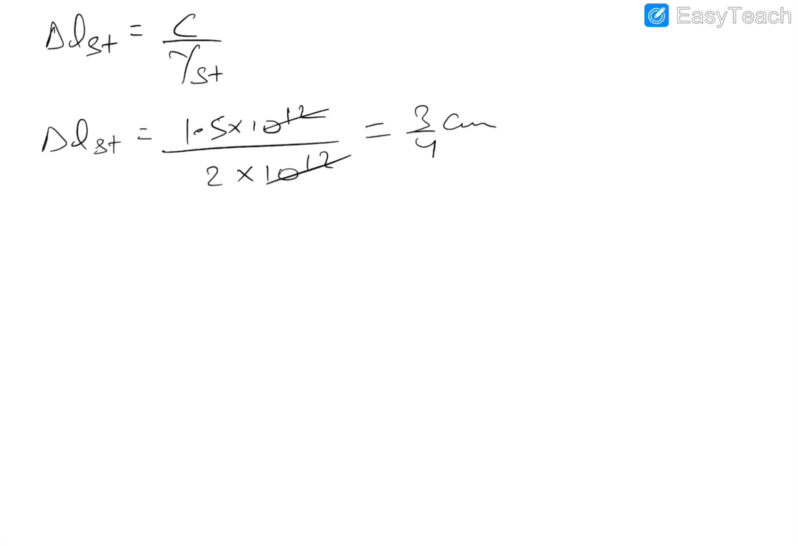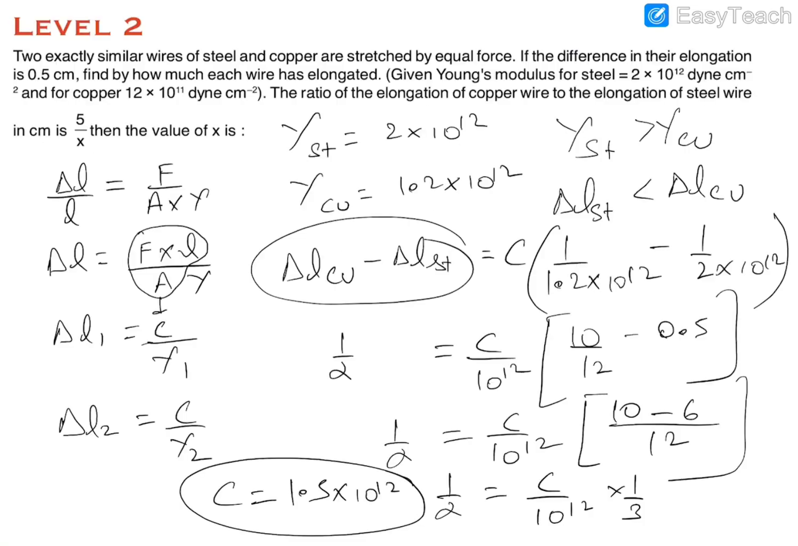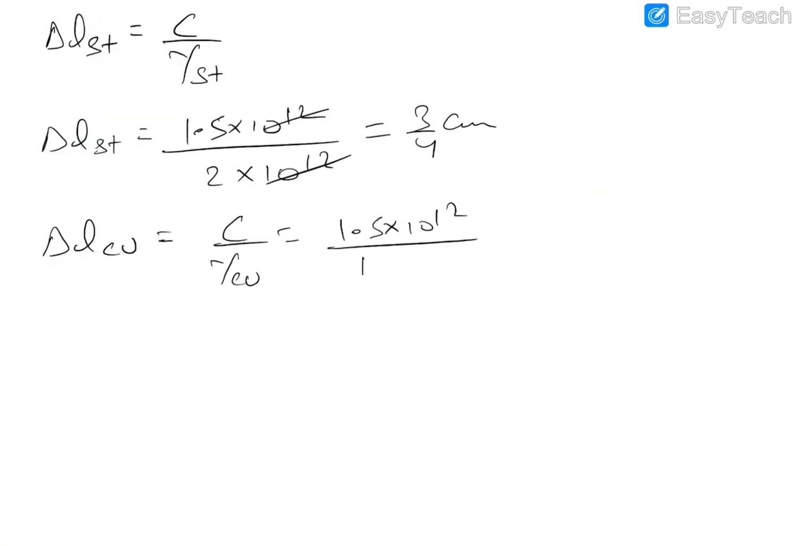Okay, centimeter. And delta L of copper will be equal to C by gamma of copper. So C is 1.5 into 10 raised to power 12, and gamma for the copper will be 1.2 into 10 raised to power 12. Cancelling this out, this will be 15 by 12, which is equal to 5 by 4.